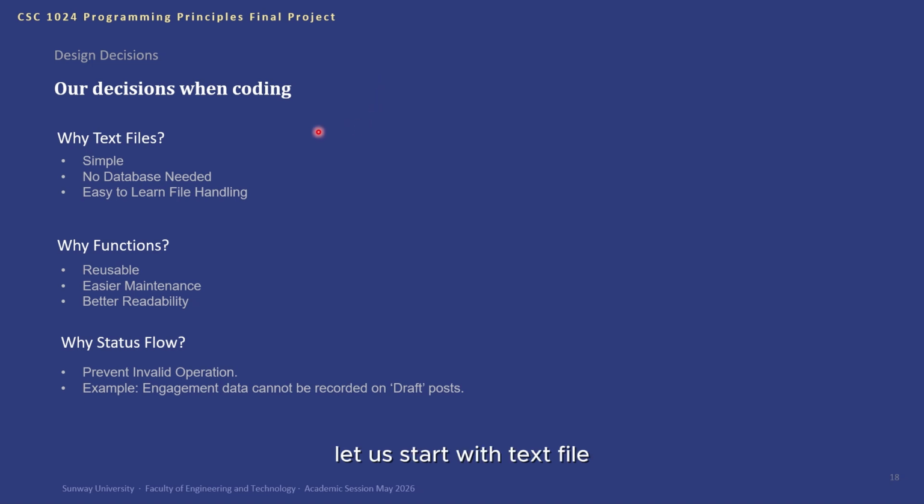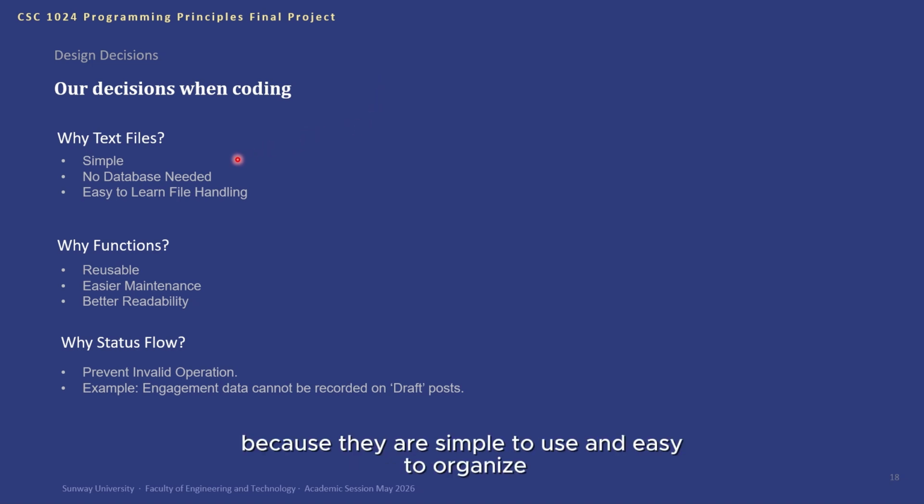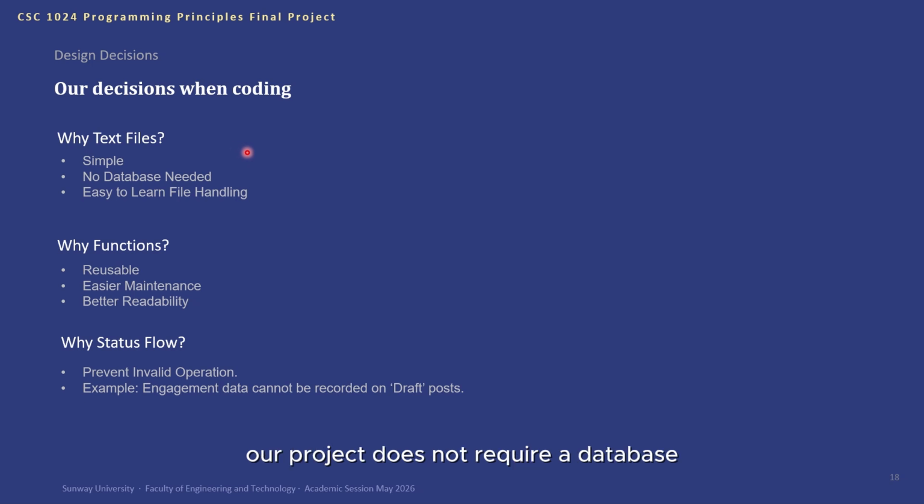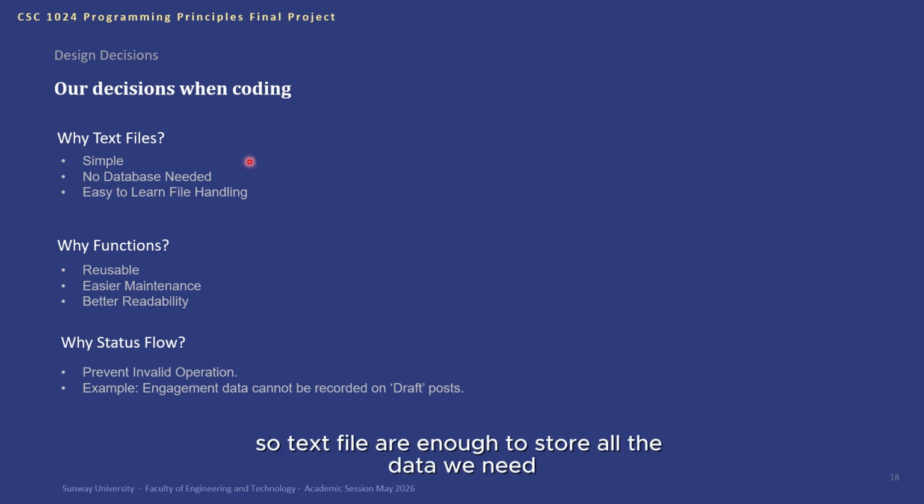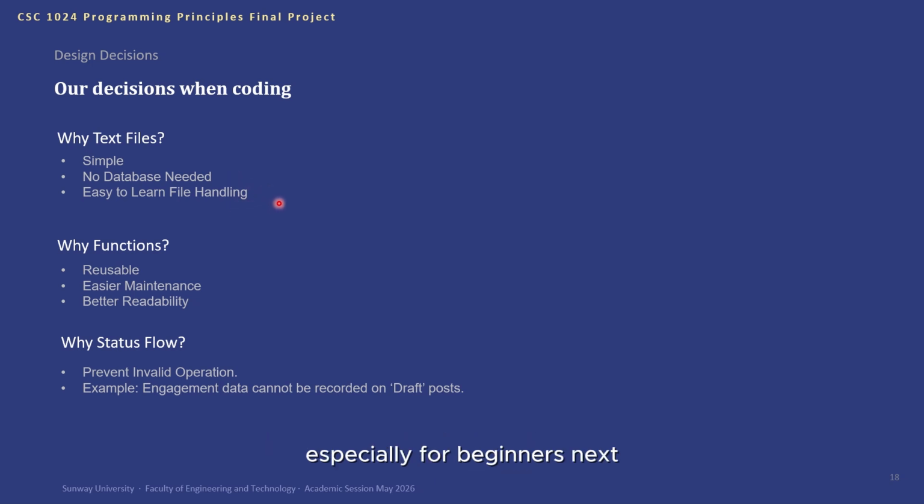Now I will explain some of the design decisions behind our project. Let us start with text files. We use text files because they are simpler to use and easy to organize. Our project does not require a database, so text files are enough to store all the data we need. They also make file handling easy to learn, especially for beginners.